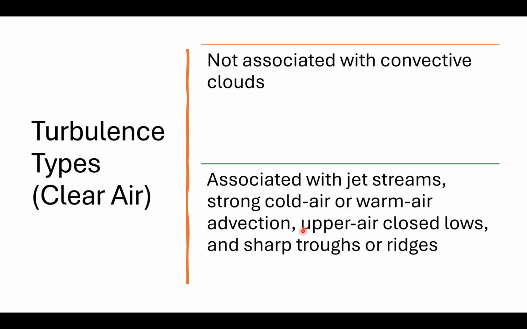Strong cold air or warm air advection is another cause of clear air turbulence. Upper air closed lows can be a cause of clear air turbulence, and sharp troughs or ridges. But a lot of times they're associated with these jet streams. And a plane will be flying.